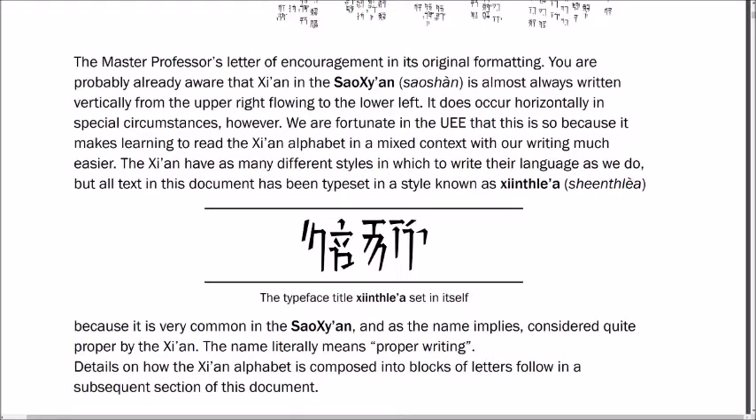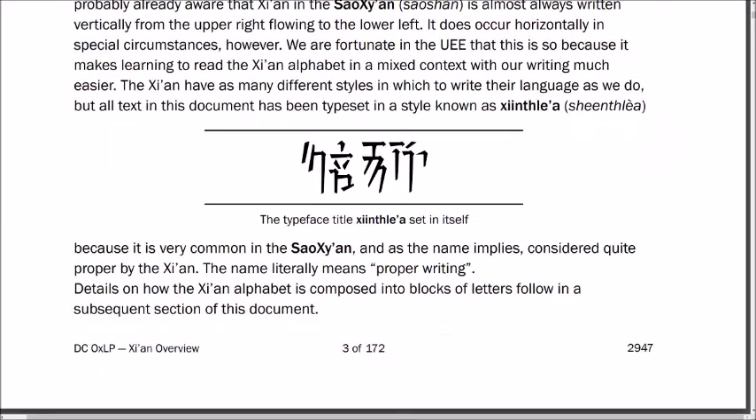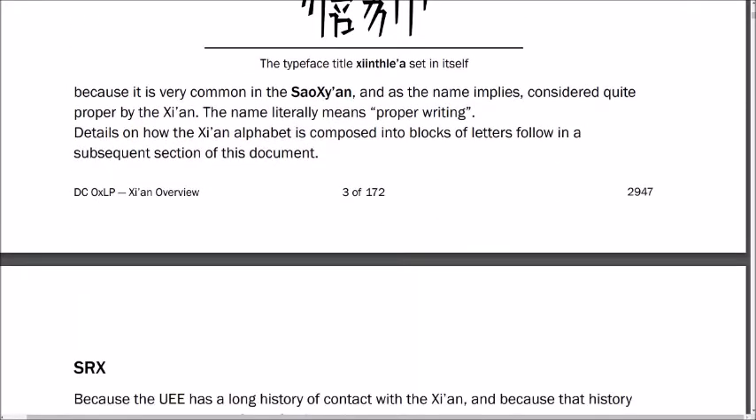The Xi'an have as many different styles in which to write their language as we do. But all text in this document has been typeset in a style known as Xintli, because it is very common in the Shaoxian, and as the name implies, considered quite proper by the Xi'an. The name literally means proper writing. Details on how the Xi'an alphabet is composed into blocks of letters follow in a subsequent section of this document.